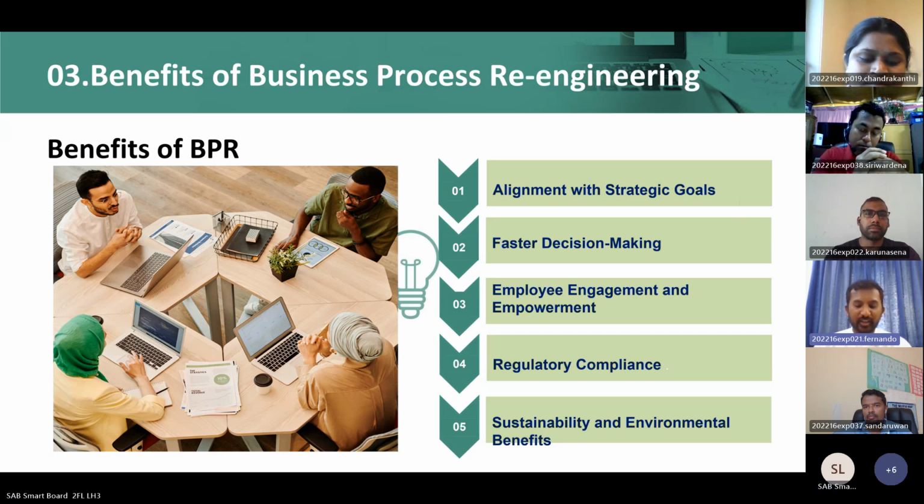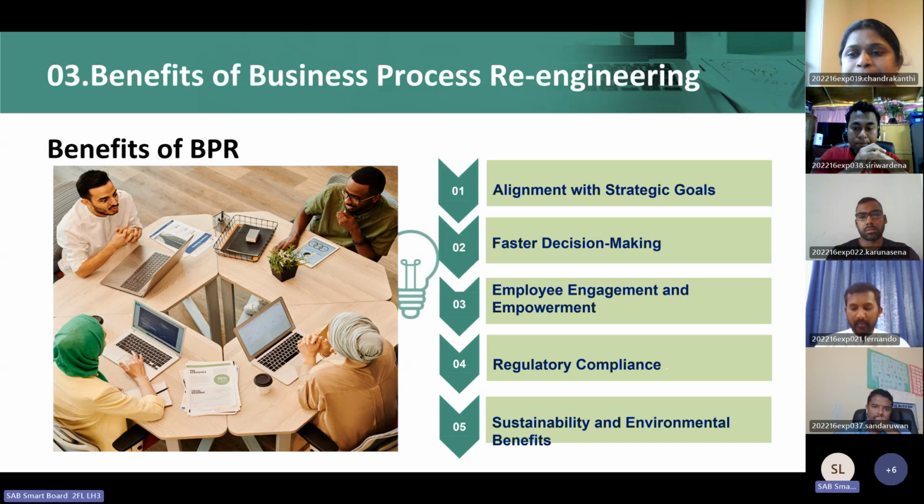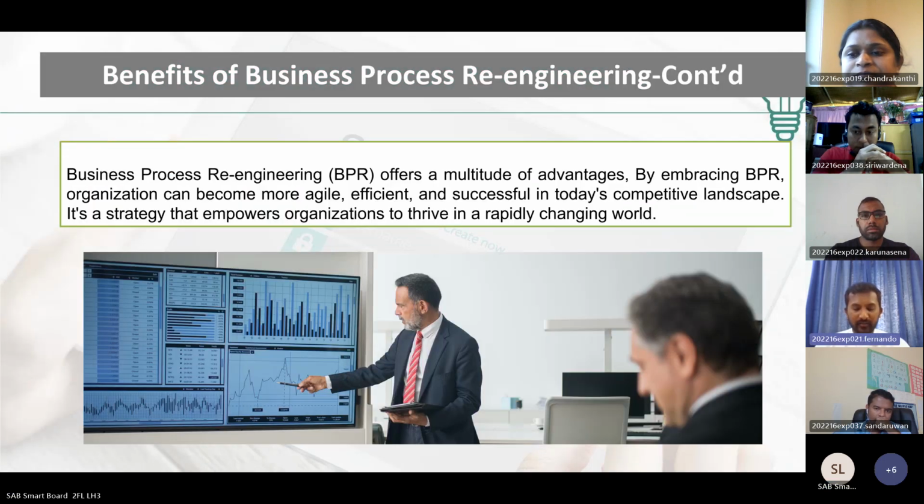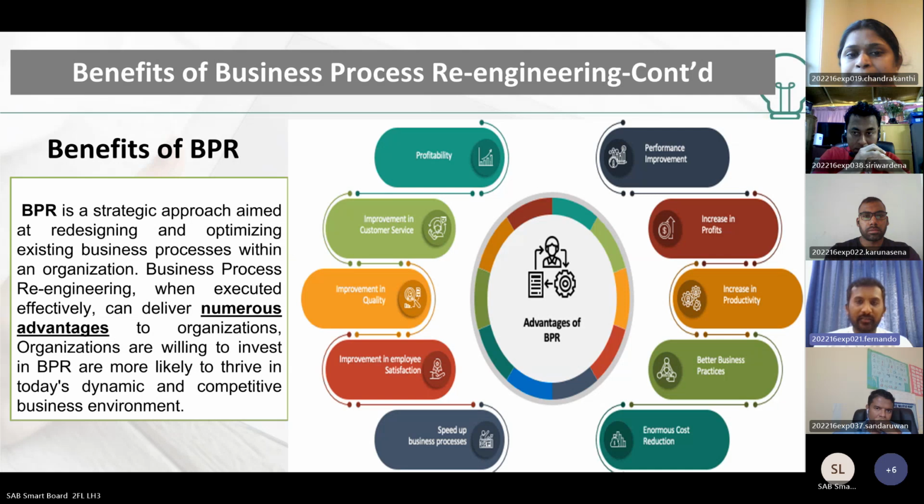Number five, sustainability and environmental benefit. By redesigning the process with a focus on efficiency and resource conservation, organizations can reduce waste, energy consumption, and environmental impact. Benefits of the BPR are not limited to these. My colleague Janaka will further elaborate on more significant benefits of business process reengineering. Over to you, Janaka. Thank you.